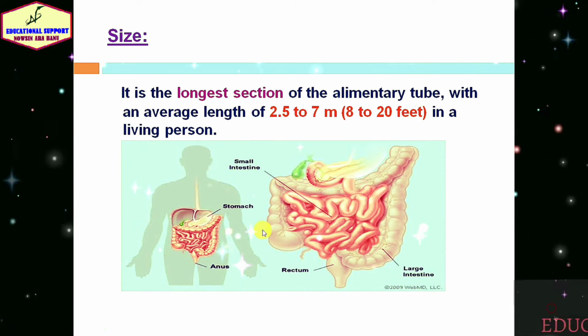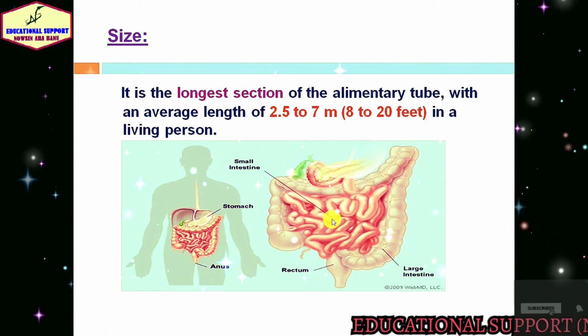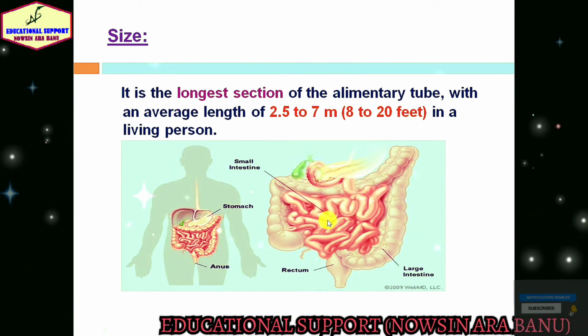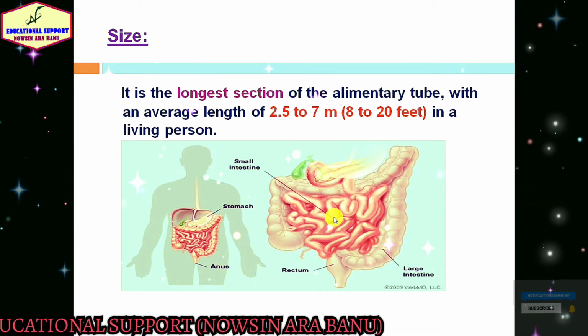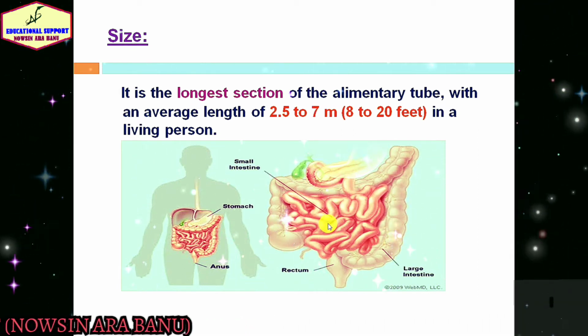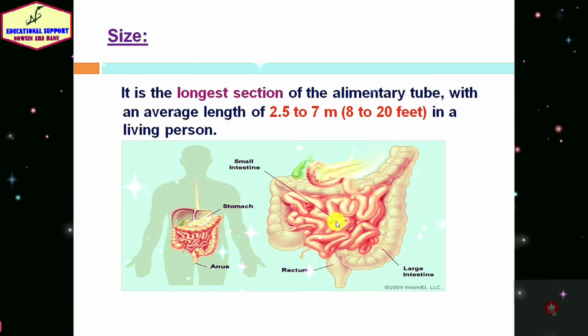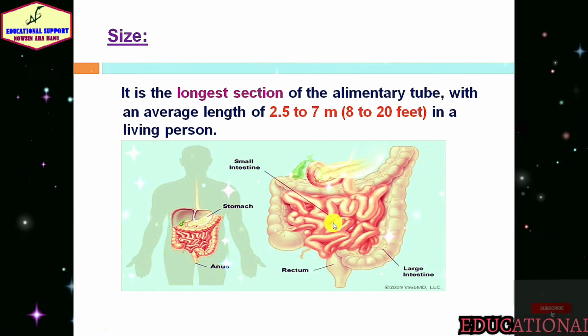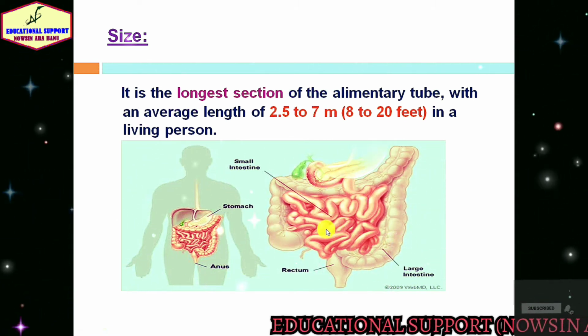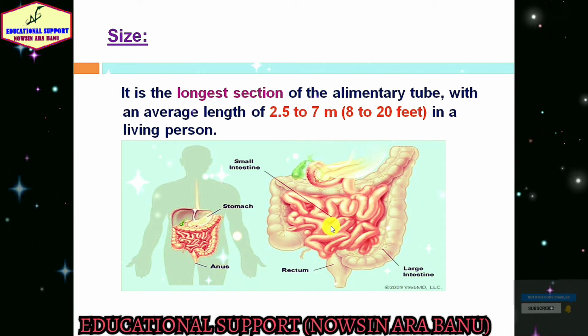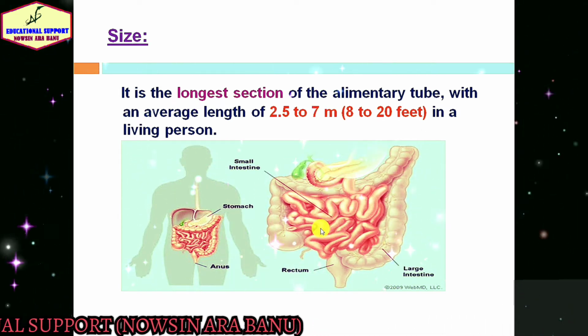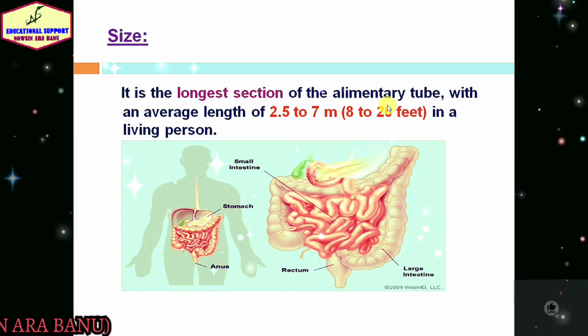The small intestine is the body's major digestive organ and it is the site of nutrient absorption into the blood. Now chyme is in the small intestine. 90% of absorption occurs here because it is the longest section of the alimentary tube.